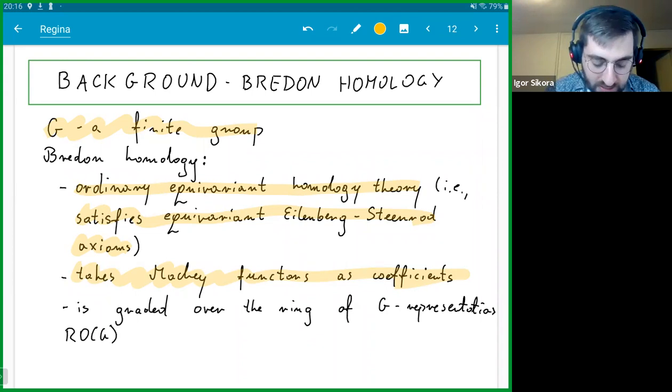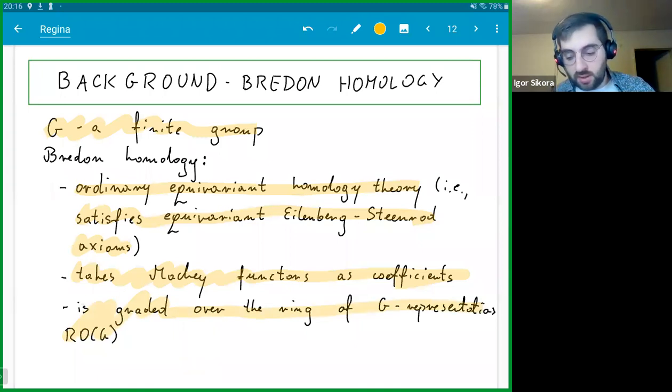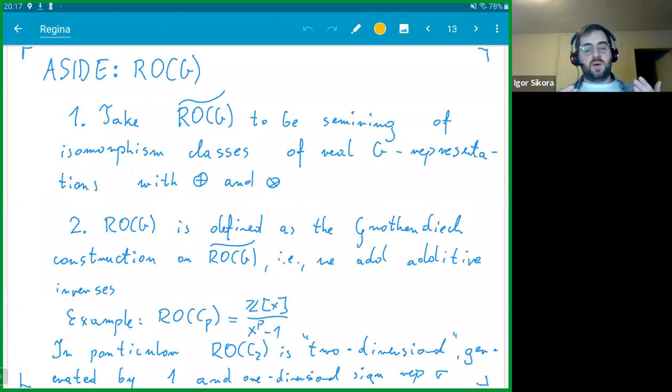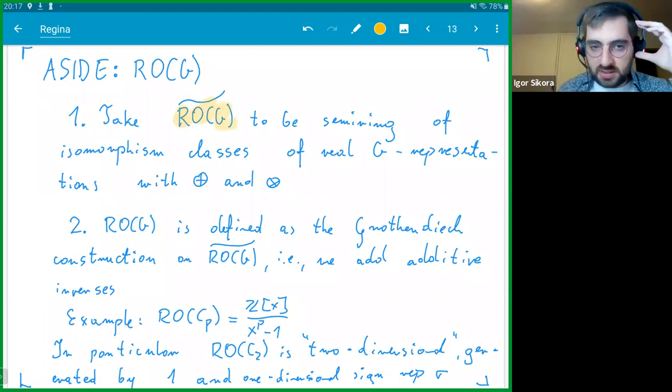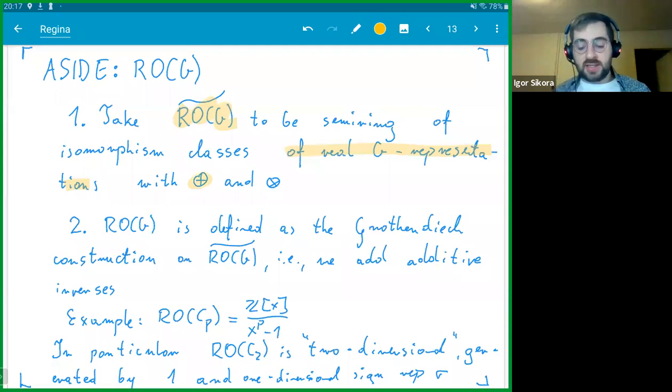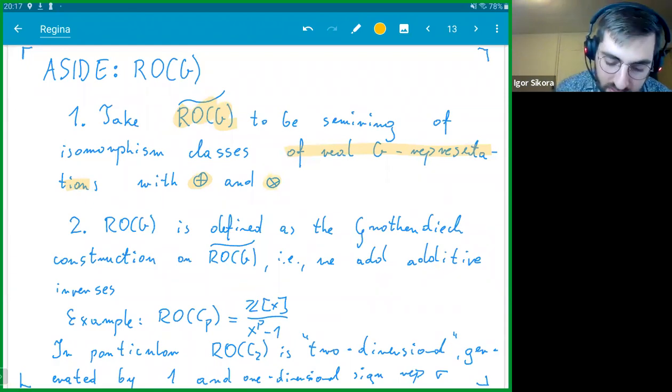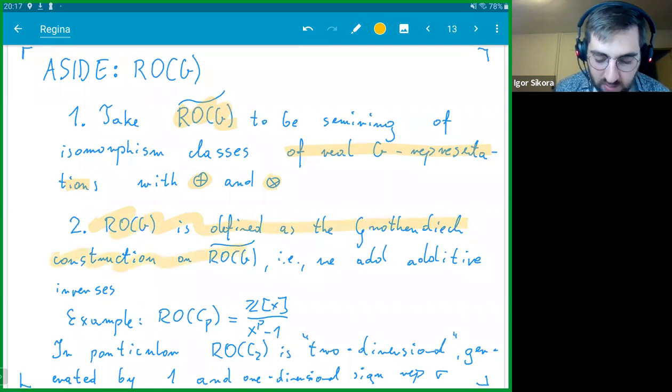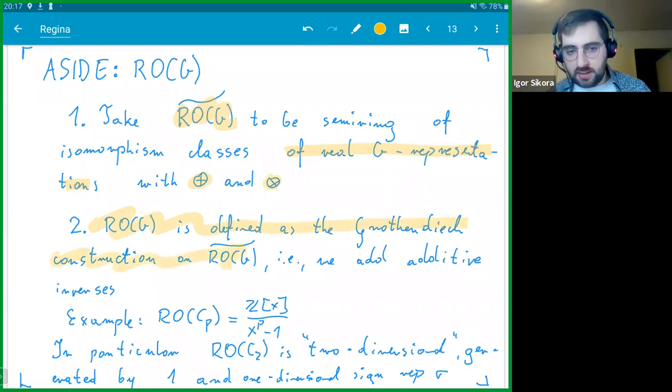And the second big difference is that the Bredon homology is graded over the ring of G representations, denoted by RO(G). So what is RO(G)? Once again, we use this idea of Grothendieck construction. We start with RO(G) twiddle, the semi-ring of isomorphism classes of real G representations, a semi-ring under direct sum and tensor product. Then we do a similar thing as with a Burnside ring: we do the Grothendieck construction on RO(G) twiddle. In other words, we are just adding additive inverses.